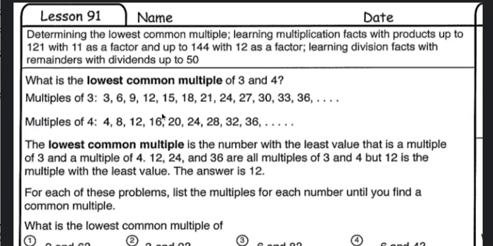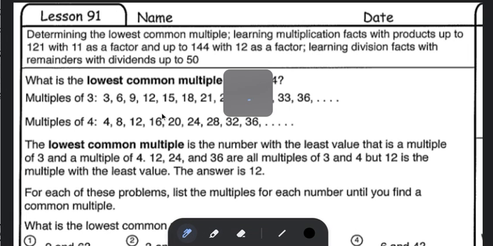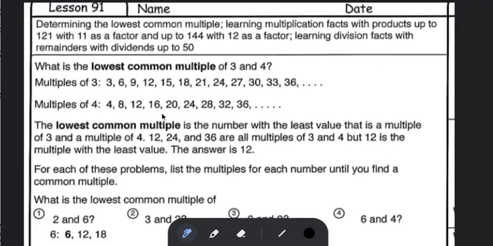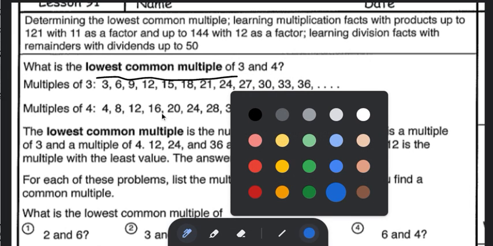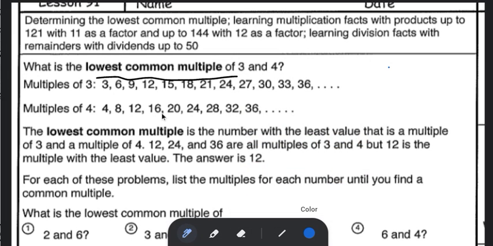And we're going to start by reading right here. What is the lowest common multiple of 3 and 4? Let me change the color up here. Multiples are numbers that we say when we skip count. So the multiples of 3 are 3, 6, 9, 12, 15, 18, 21, 24, 27, 30, and they just keep going higher and higher and higher forever.